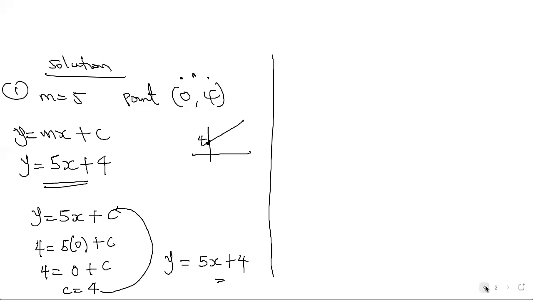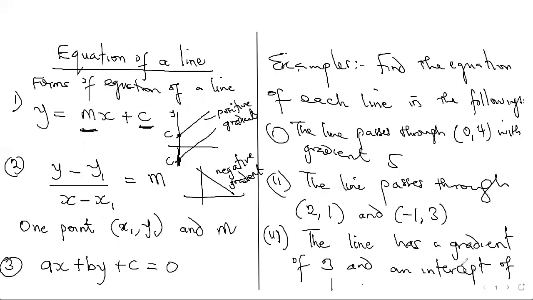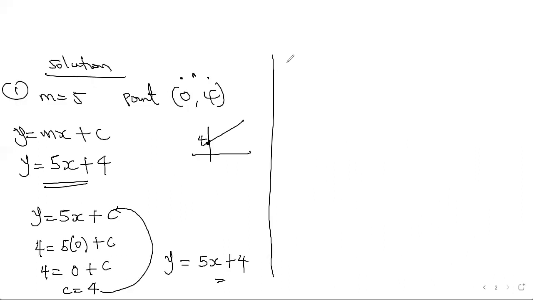So the second question, we have now the line passes through 2, 1 and minus 1, 3. So you have 2 points. If you have 2 points, the first thing you need to do is to calculate gradient. So if I make this point 2 and this point 1, then now I can find the gradient.